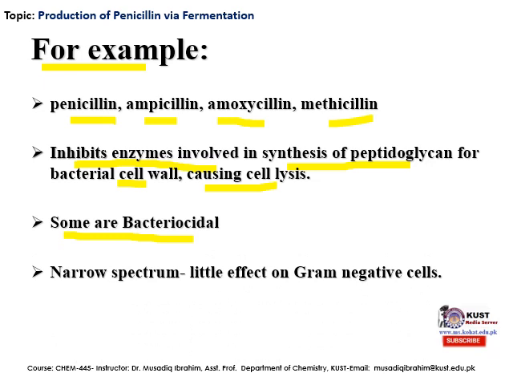Now, some of the antibiotics are broad spectrum antibiotics, which means that they can work on a number of species of bacterial cells, like gram-negative bacteria as well as gram-positive bacteria. And some of the antibiotics are narrow spectrum, which means that they are effective on gram-negative bacterial cells, but they are not effective against gram-positive bacterial cells.